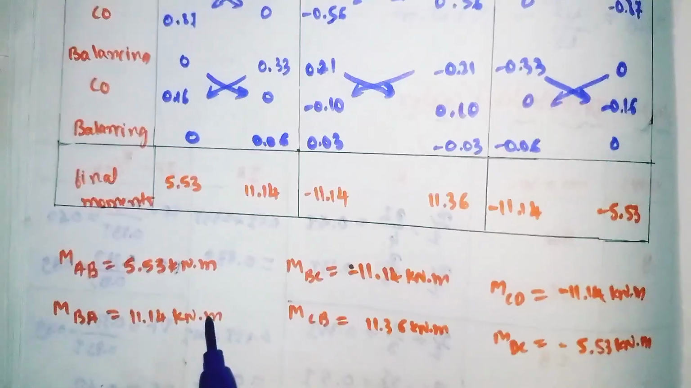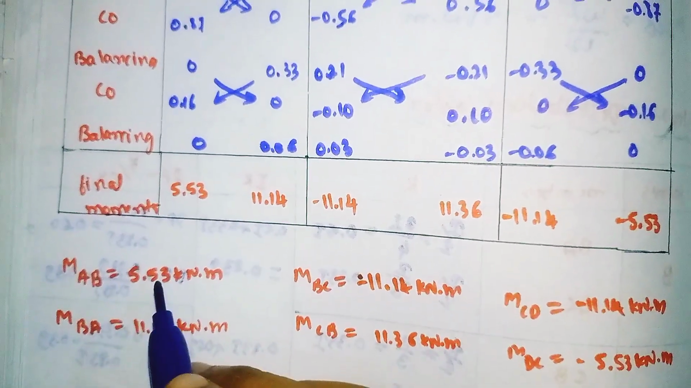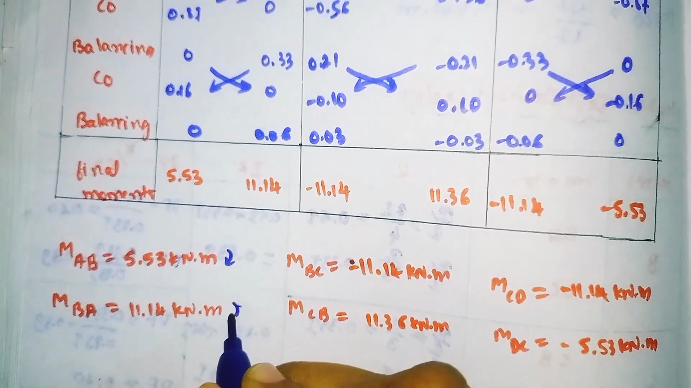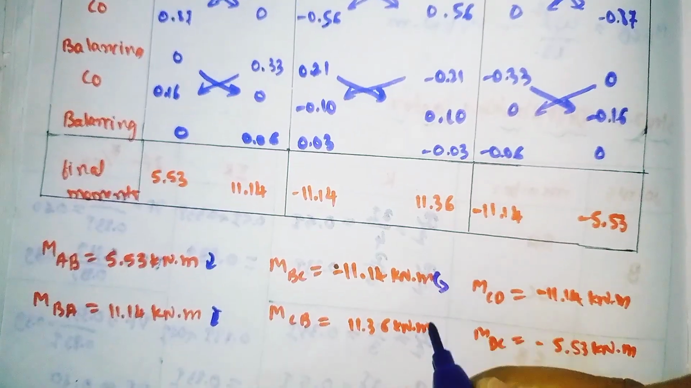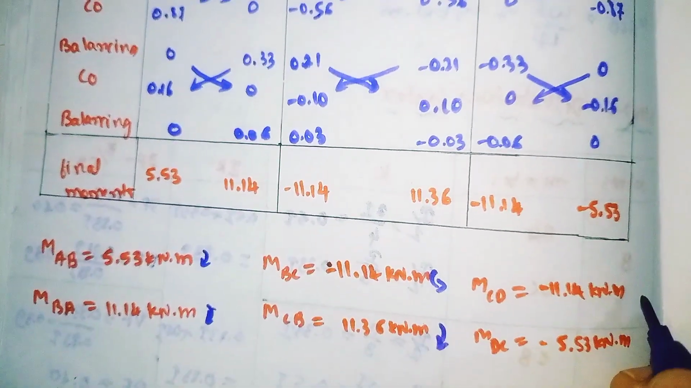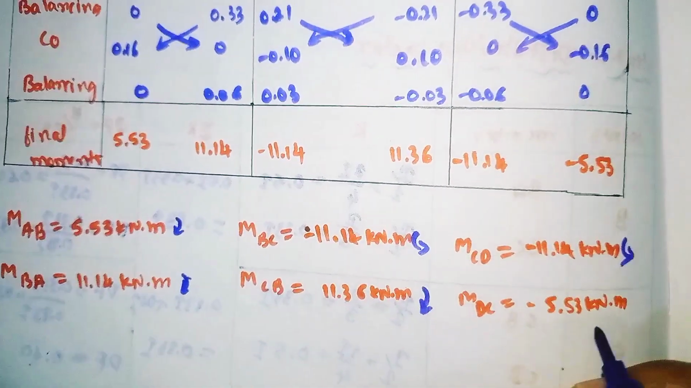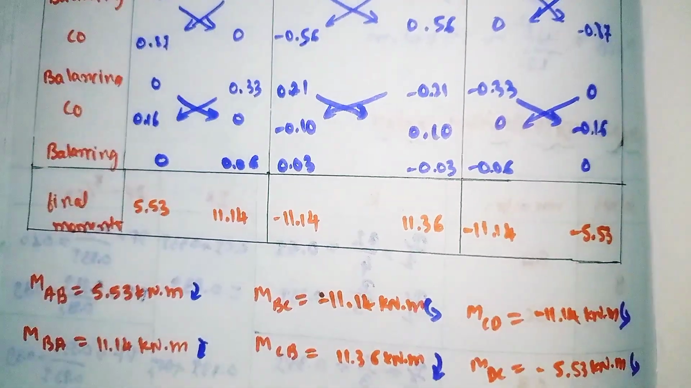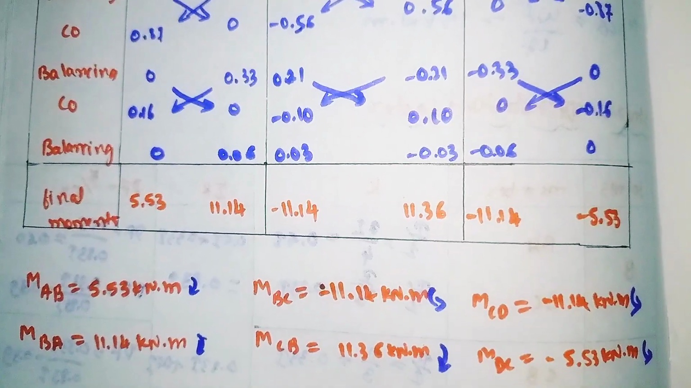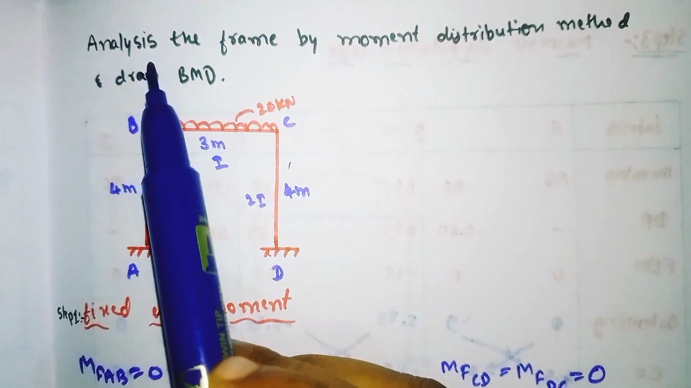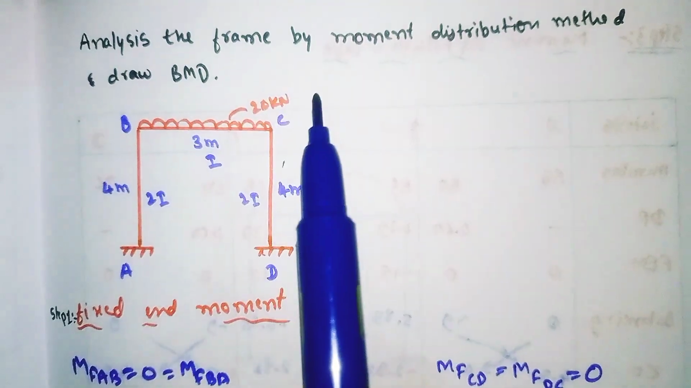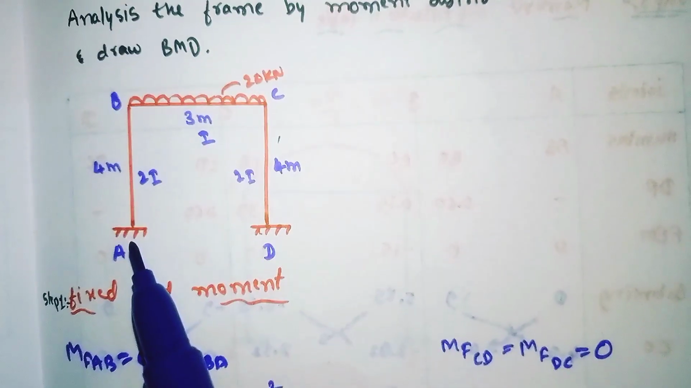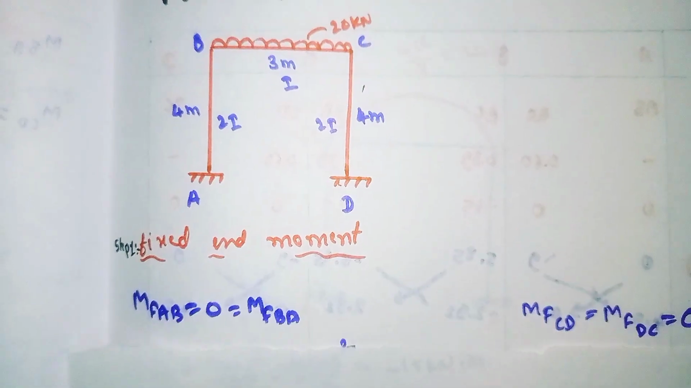So next, these are the final moments. So MAB is positive, it means it is clockwise. So BA also clockwise. BC is anti-clockwise, and this is clockwise, and CD is anti-clockwise, and our DC is also anti-clockwise, negative. So now we'll go for the calculation of the reactions, because in our question they asked to analyze the frame by moment distribution method. So analysis means we need to find out the reactions. So our next step is the calculation of the reactions.